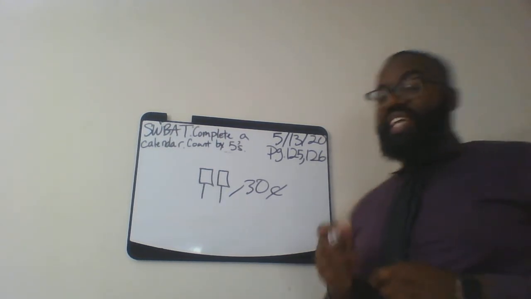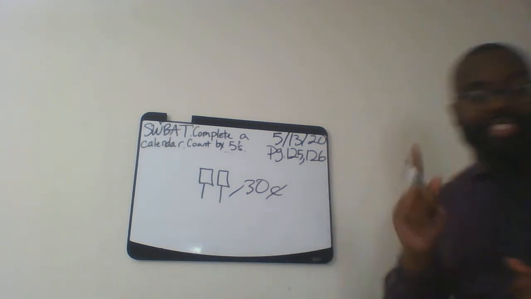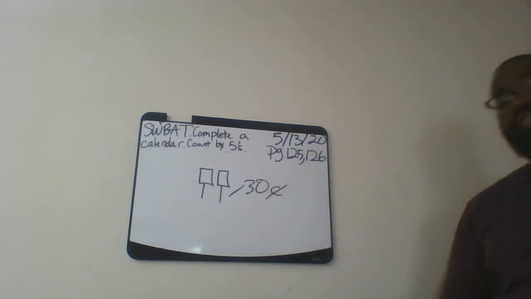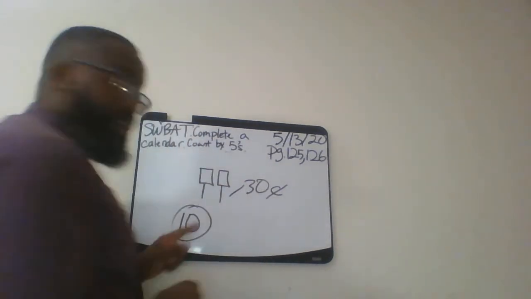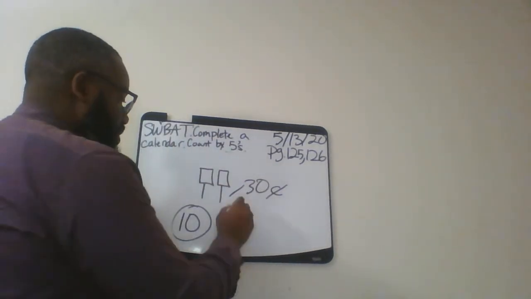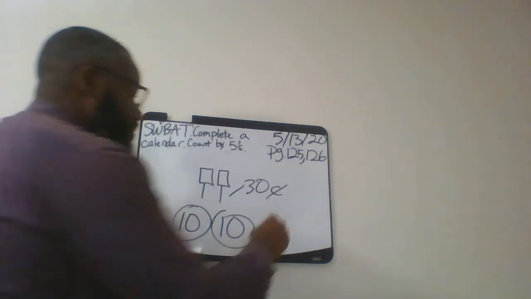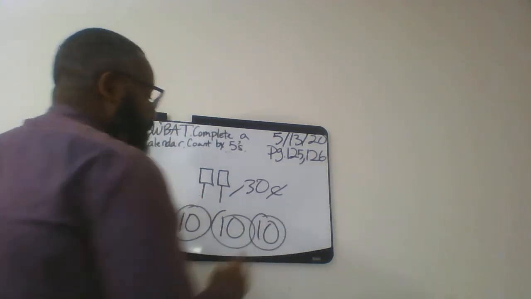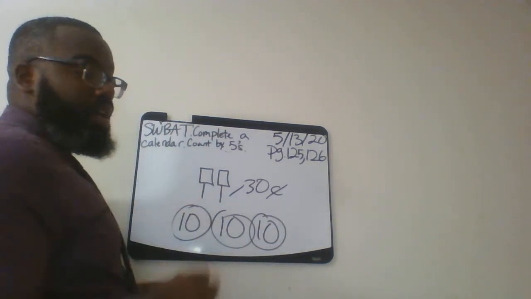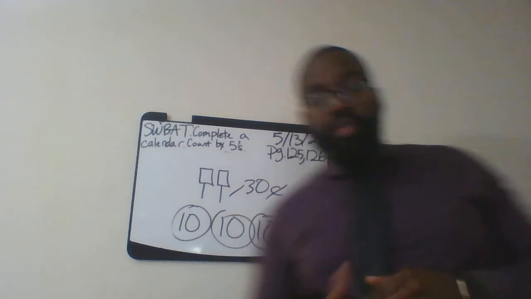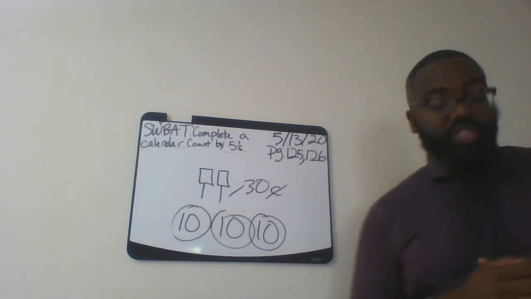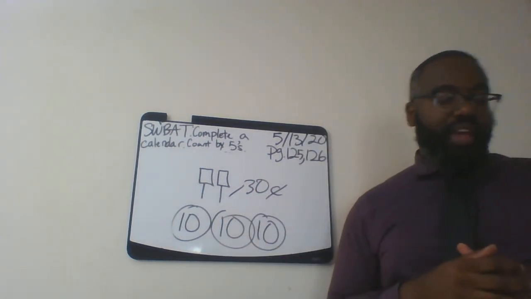So notice a dime, you're counting by tens. And you're trying to figure out 30 cents. Okay, so 10 is the first dime. 20 is 2 dimes. 30 cents. So notice we only drew 3 dimes to make 30 cents. Now let's move on to number 4, dealing with the calendar.